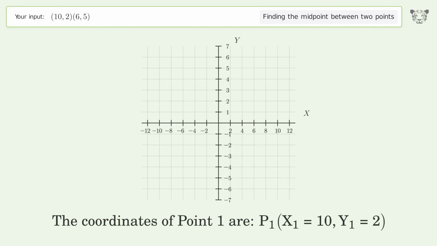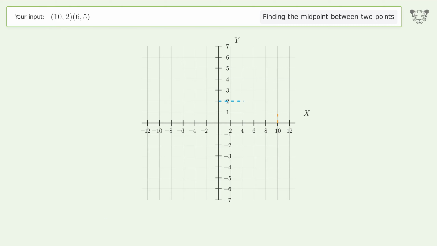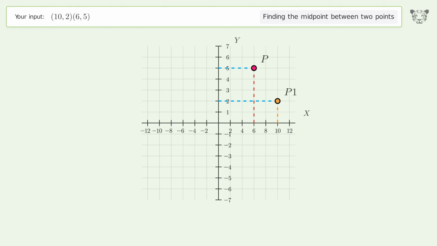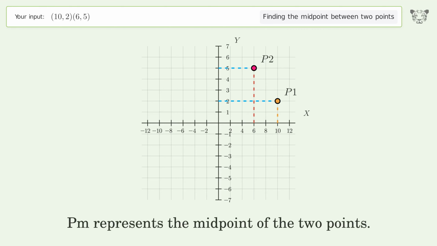The coordinates of point 1 are x1 equals 10, y1 equals 2. The coordinates of point 2 are x2 equals 6, y2 equals 5. PM represents the midpoint of the 2 points.